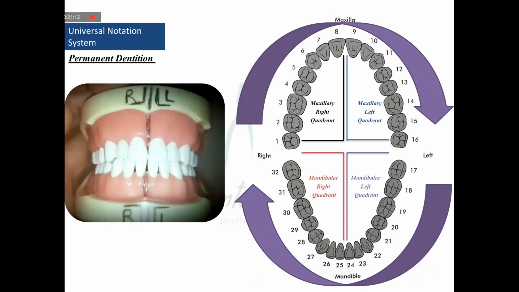Now we are left with the third type of tooth numbering system, that is the FDI notation system. We will be discussing that in the upcoming lecture.